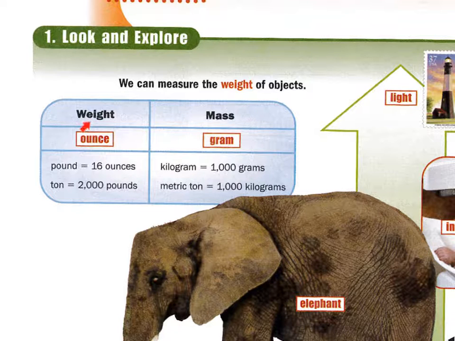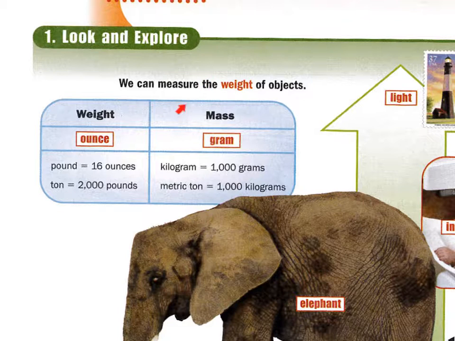Weight. We can measure the weight of objects. For example, we could measure how many ounces. A pound is 16 ounces. A ton is 2,000 pounds. So how many ounces are in a ton? You'd have to multiply those together and get 32,000 ounces.